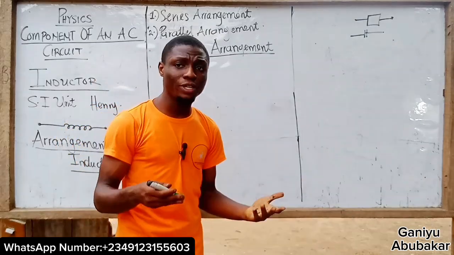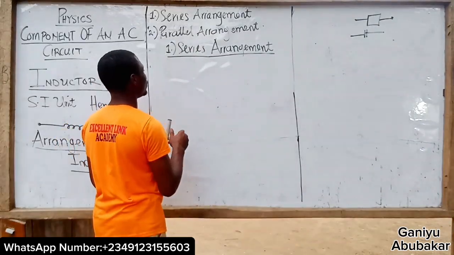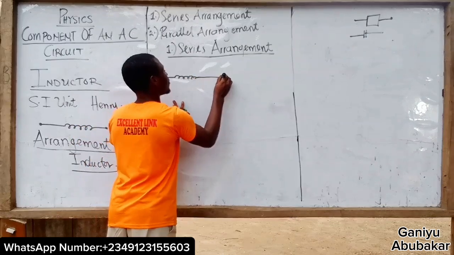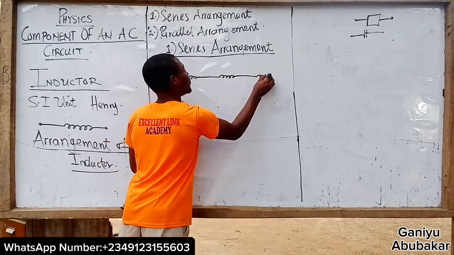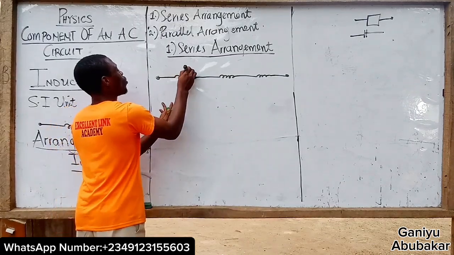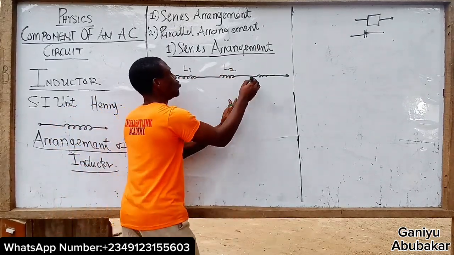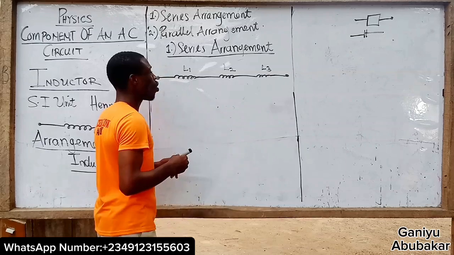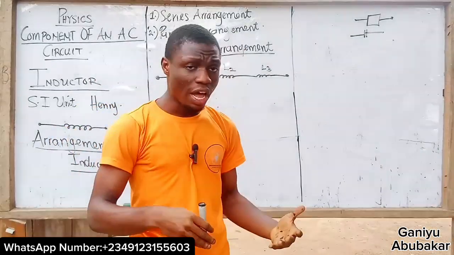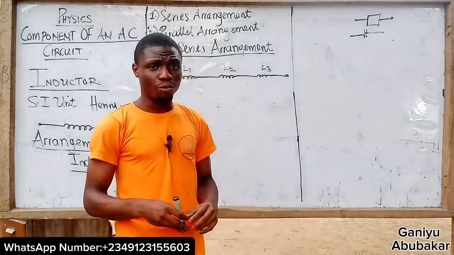As shown below, please draw the diagram. This becomes the diagram for representing inductors arranged in series. Call it L1, L2, L3. This becomes the expression for series arrangement of inductors, as you can see in front of you.